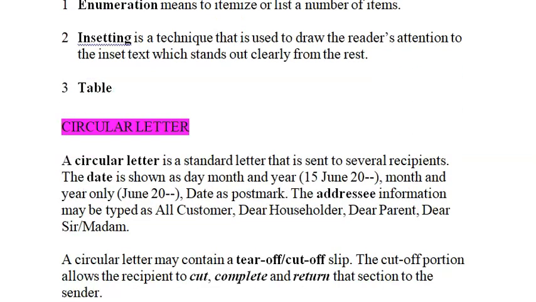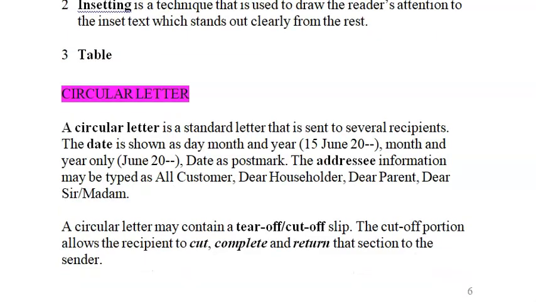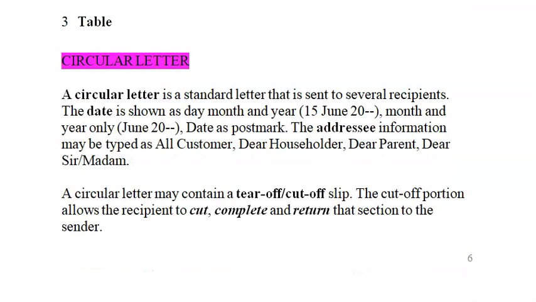Then we look at the circular letter. A circular letter is a standard letter that is sent to several recipients. The date is shown as day, month, and year, as we have it here, 15 June 20--. The dash dash simply means that you put in the year that you're using it. I've seen students sometimes when they're typing, they put back the dash dash. No, you put in the year that you're doing this. So it will be 15 June 2021. Or month and year only, June 2021. Or date as postmark. So there are three ways of writing the date for the circular letter.